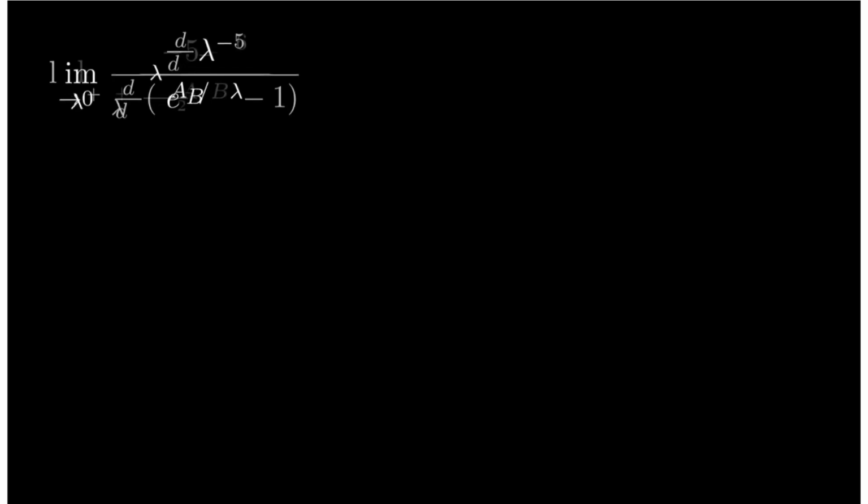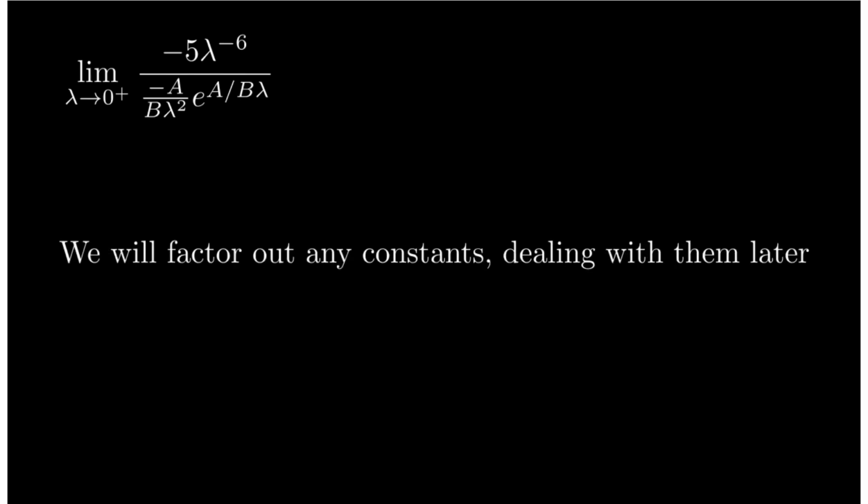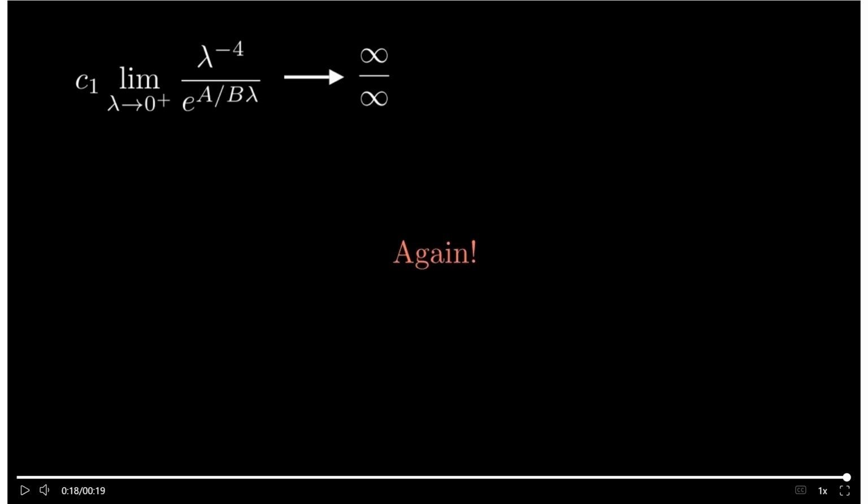So we take the derivative of the numerator with respect to lambda and the derivative of the denominator with respect to lambda, giving this expression. From here, we'll ignore any of these constants by factoring them out and dealing with them later. Note that none of them are dividing by 0. This limit gives us an indeterminate form, infinity over infinity again, so we can apply L'Hopital's rule again.